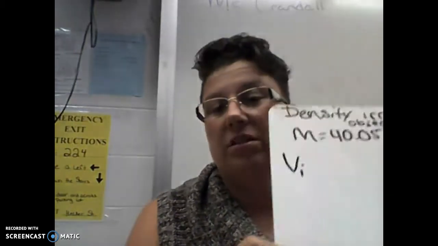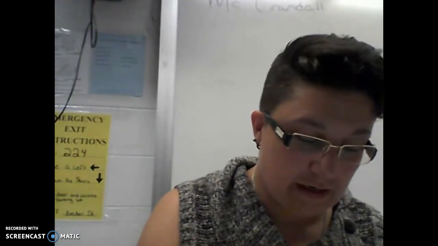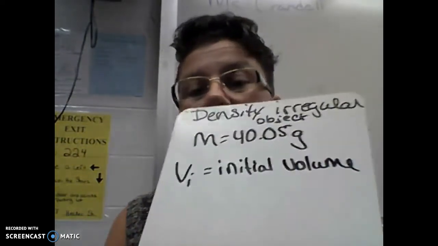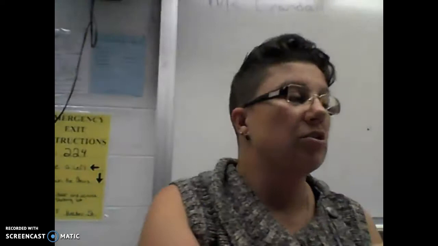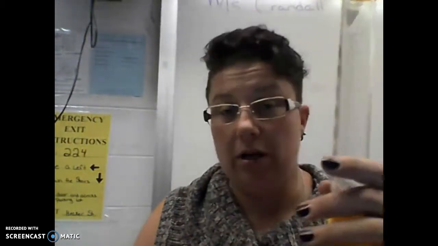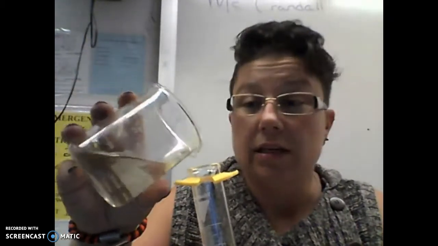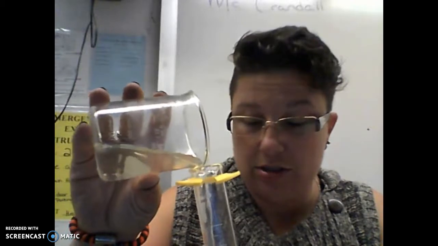How do we find volume? First thing we need to do is find VI, and VI is initial volume. You will have to know this terminology. So VI is initial volume. To find initial volume, we're going to take our graduated cylinder and put water into it. It doesn't matter how much, you're just going to put water.